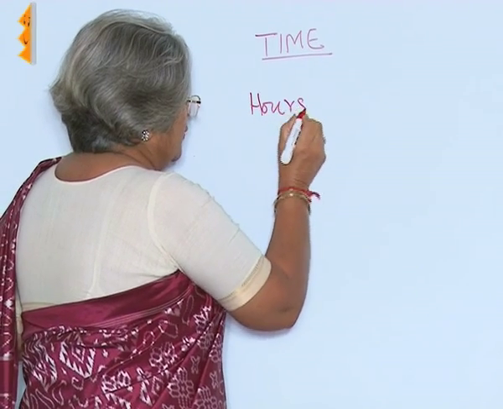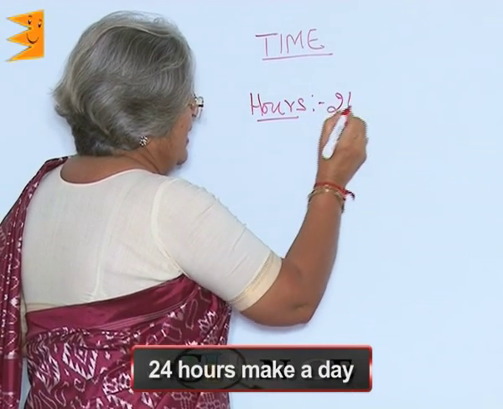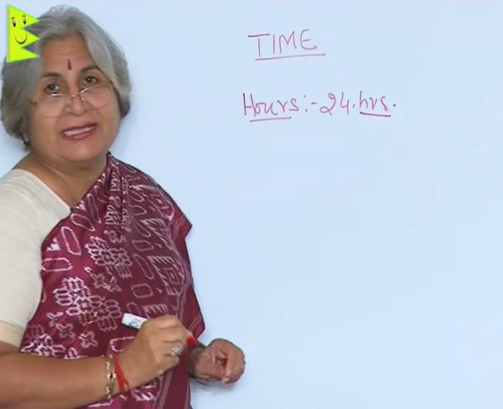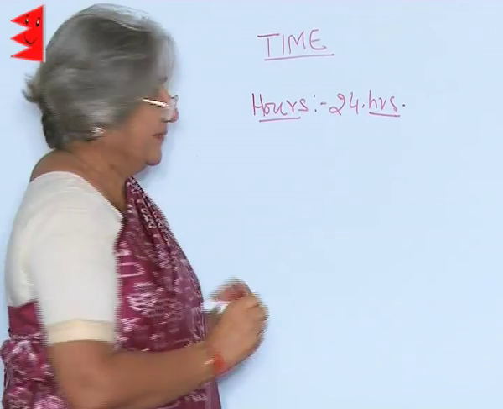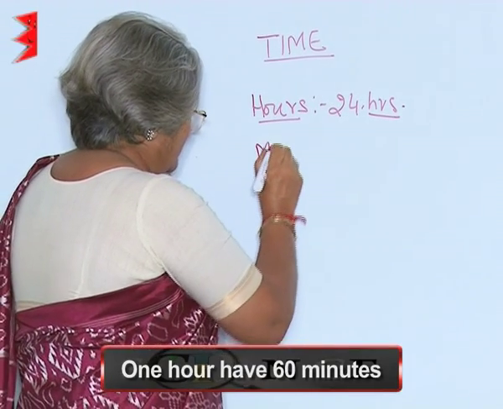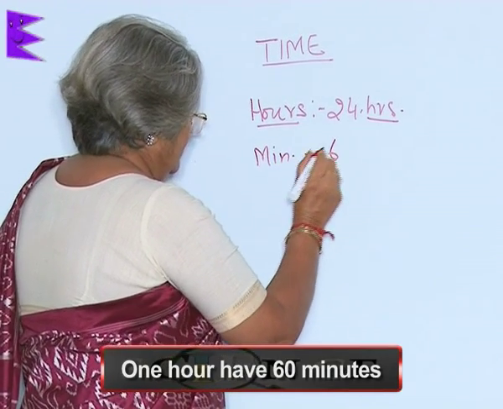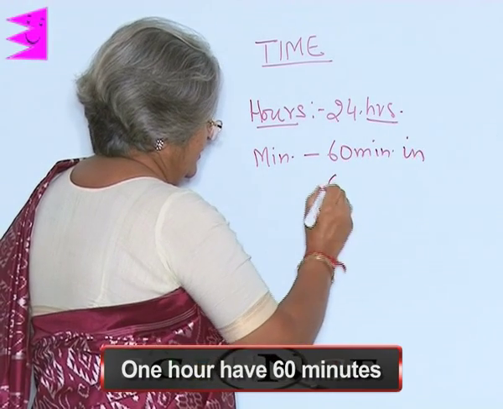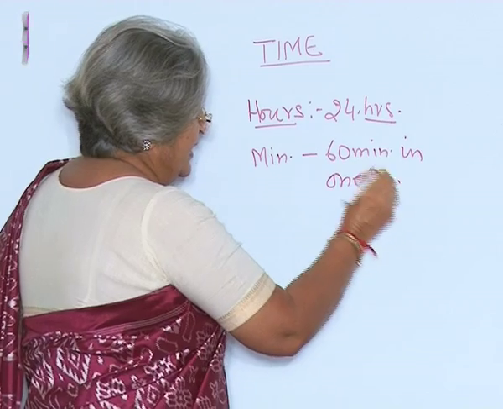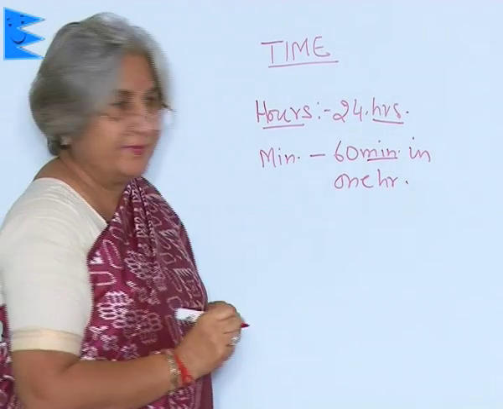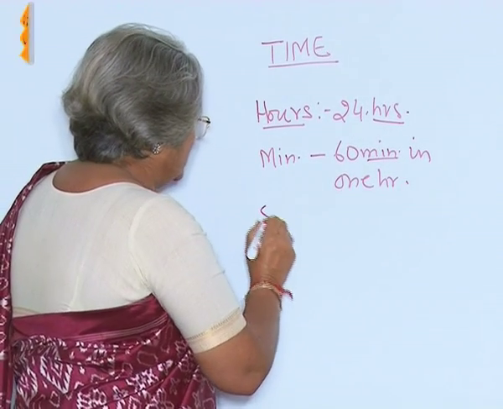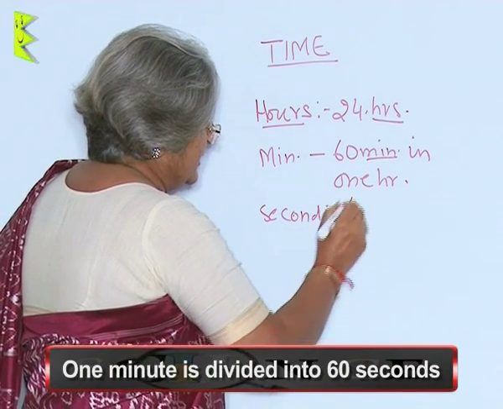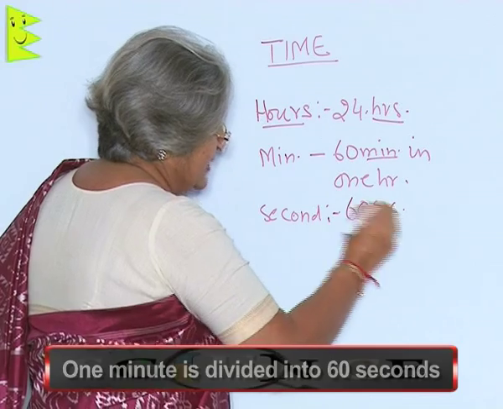So, we of course know that 24 hours make a day, and the unit is expressed as HRS, and 1 hour has 60 minutes, and minute is expressed as MIN, and 1 minute is divided into 60 seconds, SEC.